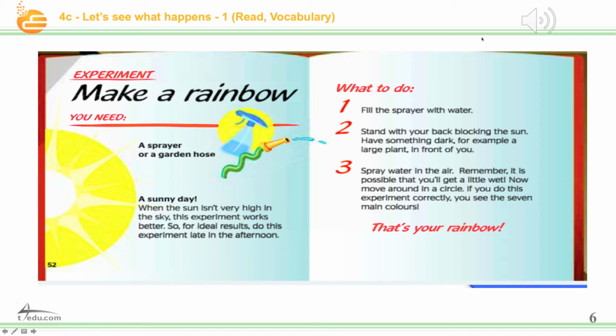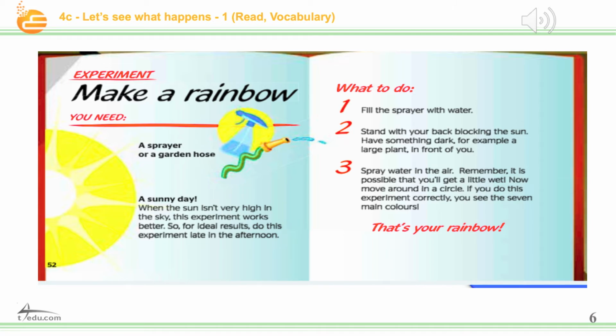Experiment. Make a rainbow. You need a sprayer or a garden hose, and a sunny day. When the sun isn't very high in the sky, this experiment works better. So, for ideal results, do this experiment late in the afternoon. What to do? 1. Fill the sprayer with water. 2. Stand with your back blocking the sun. Have something dark, for example a large plant, in front of you.